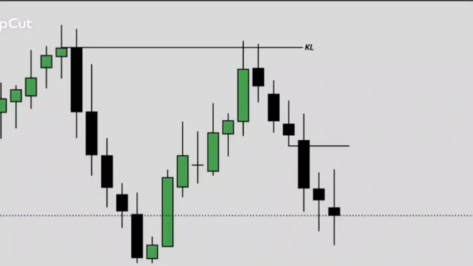Welcome everyone. In this video today, I want to show you the easiest and most effective way to determine your CRT direction bias, how to determine your daily bias, and how to select the right CRT candle to trade. One of the mistakes a lot of CRT traders make is that they always pick the wrong candle, especially if you are trading candle 2 CRT.